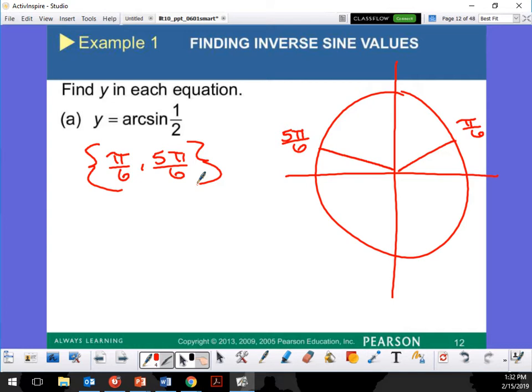Also, at 7 pi over 6, is that equal to 1/2? Negative 1/2. Is it equal to 1/2? Nope. What do you get at 7 pi over 6? Negative 1/2. So that's not what we're looking for, right? Is that easy? Yes.